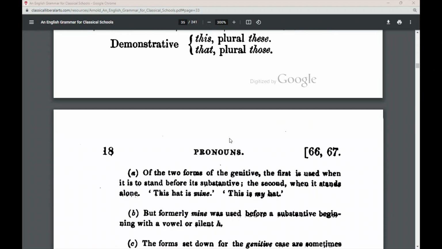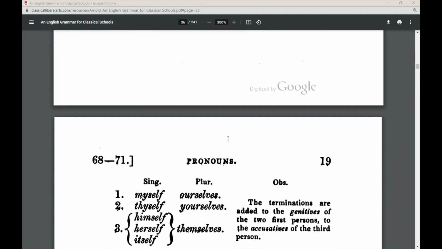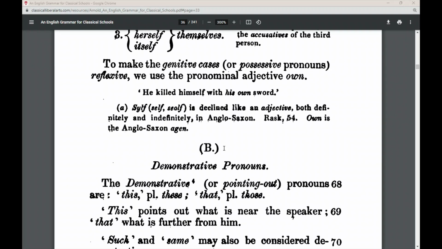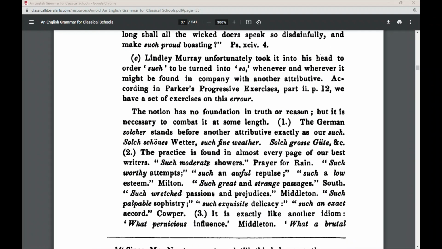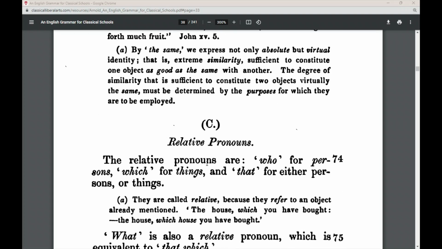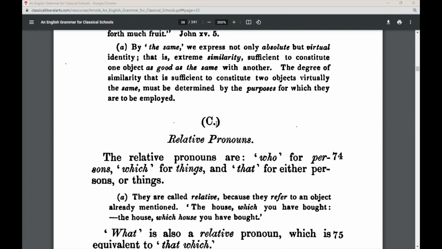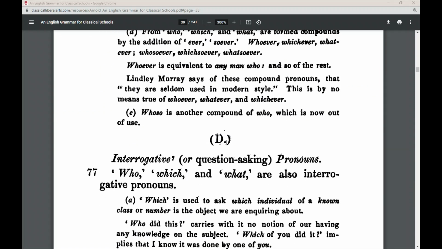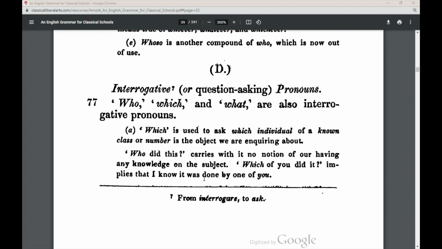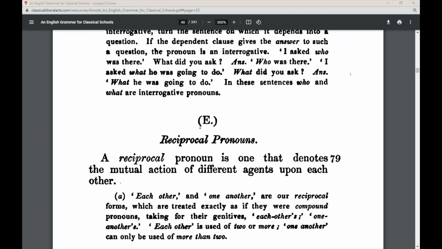We'll scroll down and we'll come eventually to part B here. And we see the subject is demonstrative pronouns. We'll then scroll down and find the third section, section C, relative pronouns. A little further, we'll find section D, the 4th part of this lesson, interrogative pronouns. A little further, we'll find the 5th section, section E, on reciprocal pronouns.